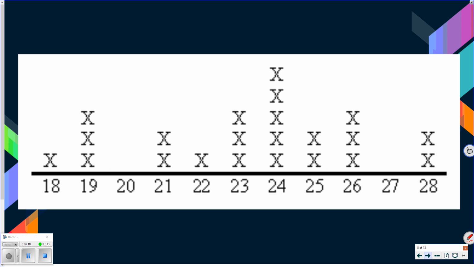How about this one? Where is the minimum value or our lower extreme? Here it is. It's at 18. How about the upper extreme or the maximum value? Here at 28. That is our highest number with data. And lastly, where is the mode? In this set of data, the mode is 24, which we could also say is our peak.